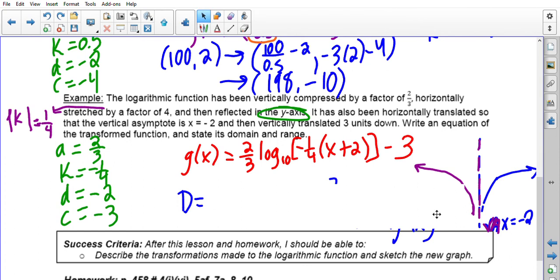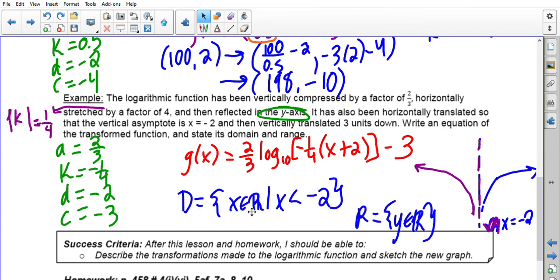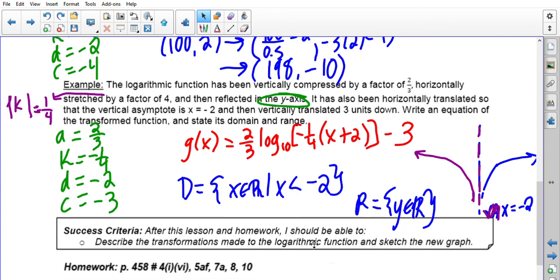So it exists on the left side, so we're going to say that the domain is equal to {x ∈ R | x < -2}, to pertain to this side. And of course the range is always y ∈ R. All right, as you can see, it's a brief overview of what we already know, just new parent function and points. Good luck with the homework, and let me know if you have any questions.